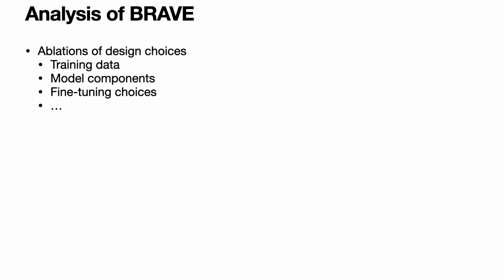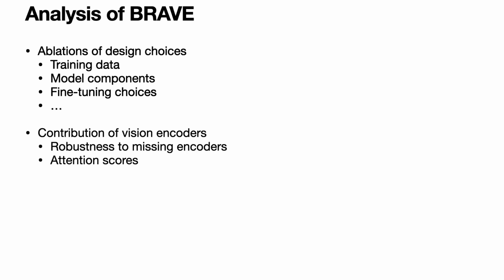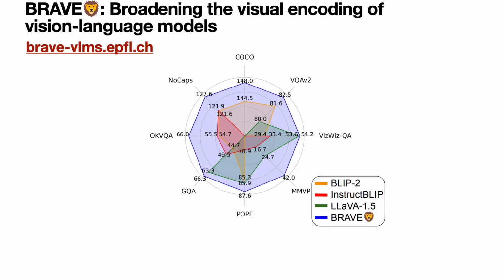Next, we provide a detailed analysis of Brave in different aspects in the paper. This includes several ablations such as training data, model components, fine-tuning, and so on. Furthermore, we perform an in-depth analysis of the contribution of each vision encoder to the final performance. Finally, we provide a detailed discussion of limitations and interesting future directions of our work. Again, please see the paper and supplementary material for details and takeaways. To conclude, our results highlight the potential of incorporating different visual biases for a broader and more contextualized visual understanding of VLMs, opening a promising direction for further research.